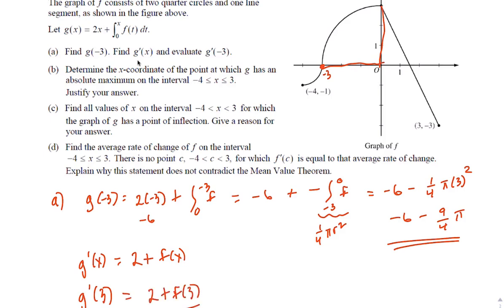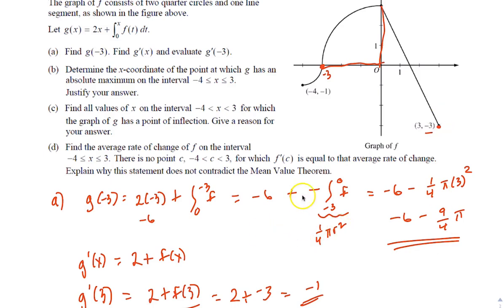Remember, f of 3 is just a y value, and here is 3. So the y value at 3 is negative 3. So this is 2 plus negative 3, or negative 1. So that's A.